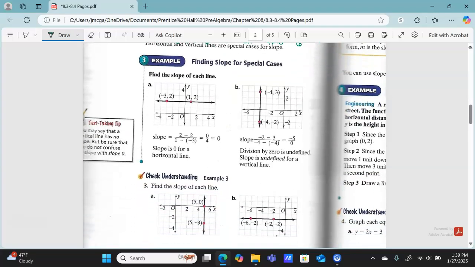In example 3, they say, well, what about if we have these special cases, a y equals line or an x equals line? So let's look at this line right here. If we found the change in y over the change in x, 2 minus 2 over negative 3 minus 1, we get 0 over negative 4, which is 0. If you take nothing and divide it among 4 people, they all get nothing.